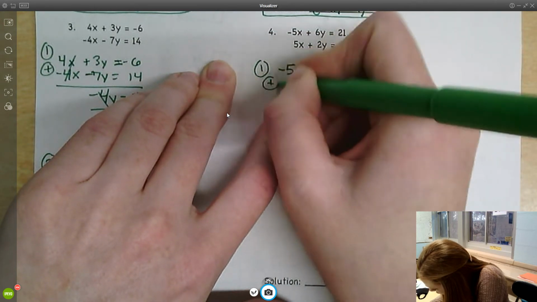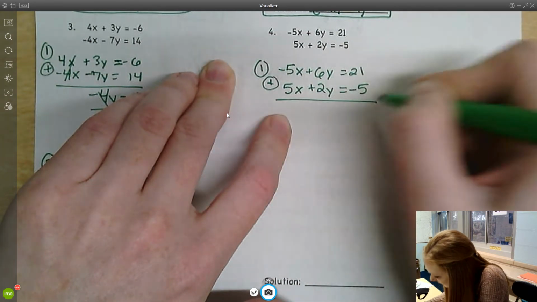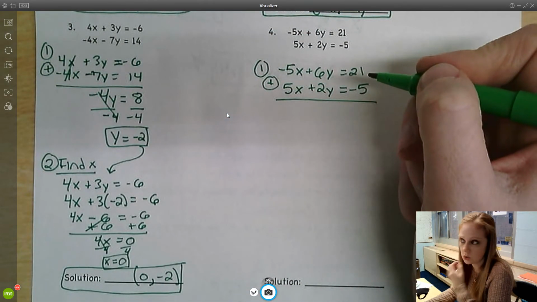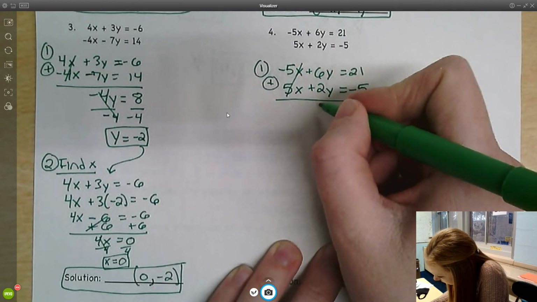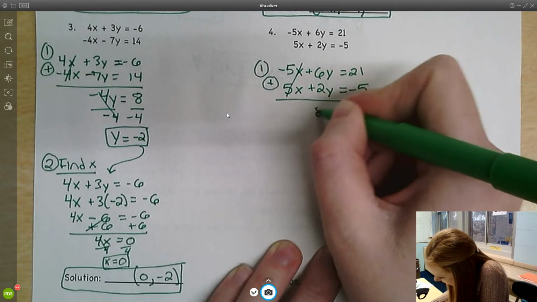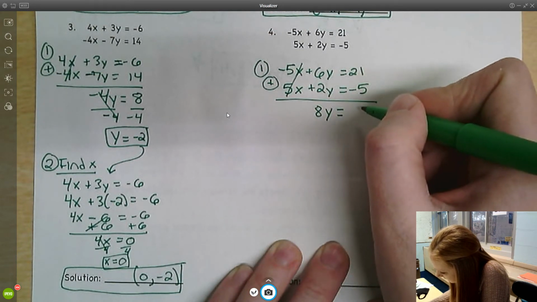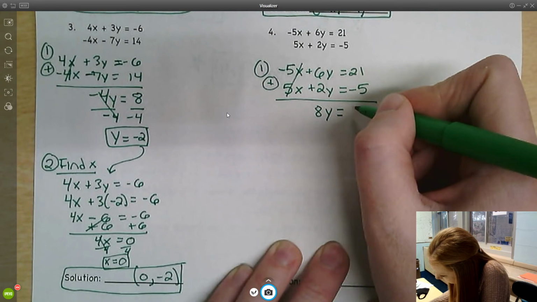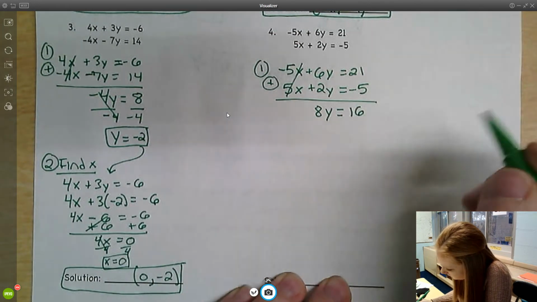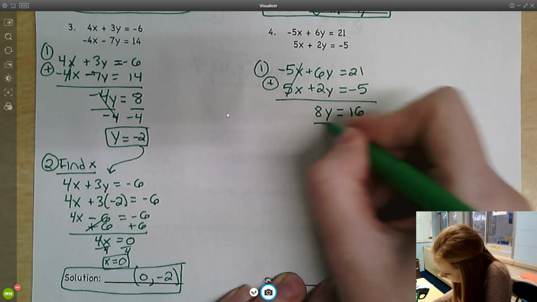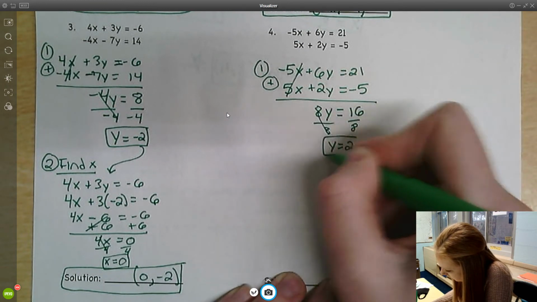And the first step is to add them together and solve for whatever variable is left after you eliminate. So when I add these two equations together, my x's cancel out. So I'm going to be solving for y. 6y plus 2y is 8y. 21 minus 5 is 17. Was it 16? 16. Divide both sides by 8. We found that y is 2.